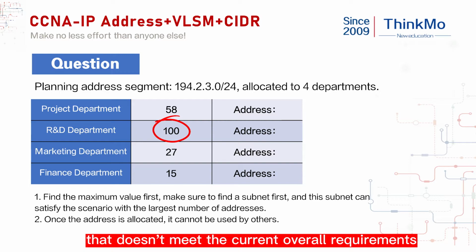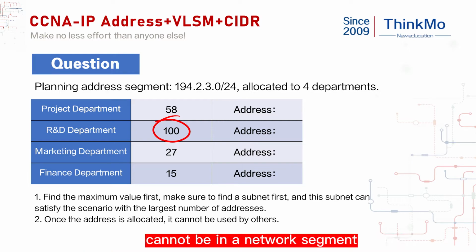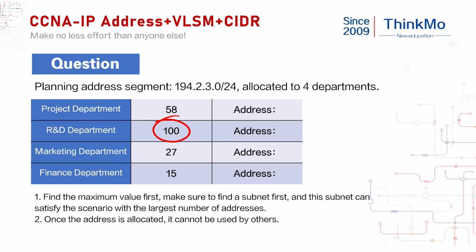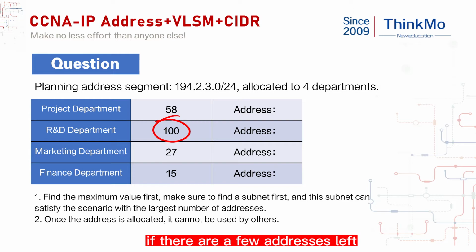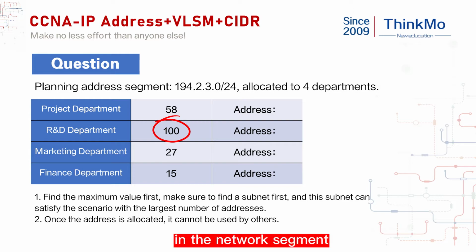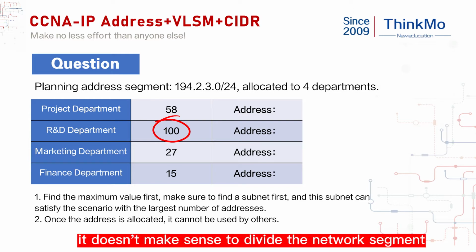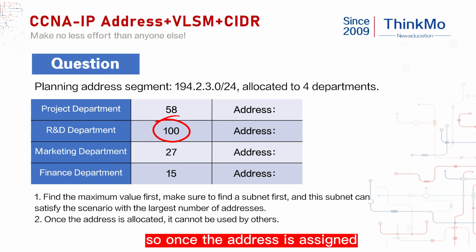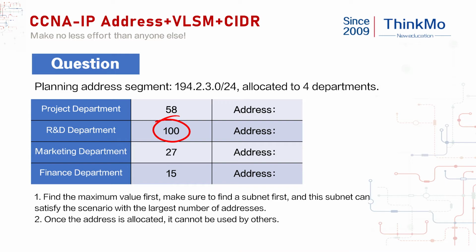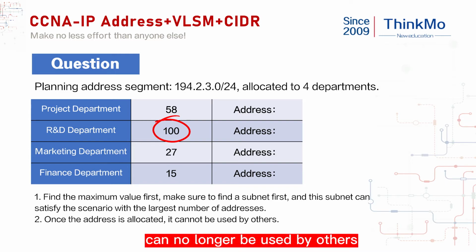That doesn't meet the current overall requirements. It cannot be in a network segment. If there are a few addresses left in the network segment, I can still use it for you, but it doesn't make sense to divide the network segment. So once the address is assigned, it can no longer be used by others.